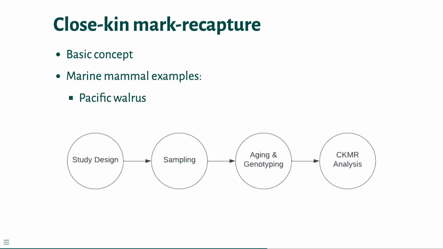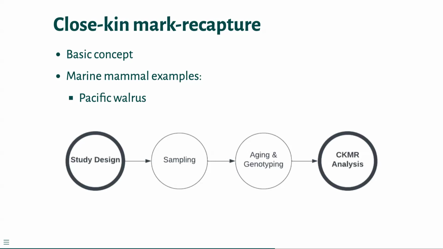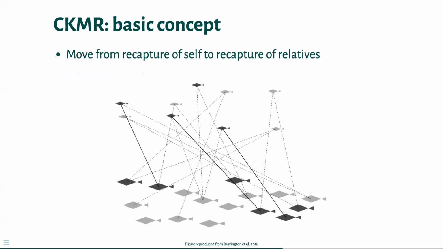In general, the close-kin marker capture pipeline looks something like this. Ideally, you do a study design and think about how feasible it's going to be to undertake a close-kin marker capture analysis. You then go out and collect your samples. There's a ton of work that goes into sample collection, I acknowledge, and then also aging and genotyping. So figuring out epigenetic age and figuring out the relationships among individual samples is a massive amount of work. I'm only going to talk about these two ends of this pipeline, but just wanted to acknowledge that it's more difficult than that.